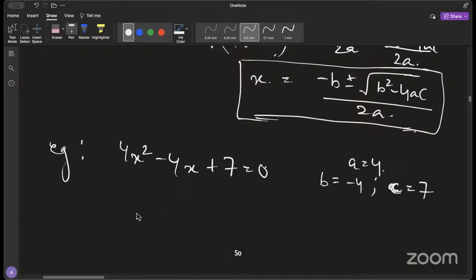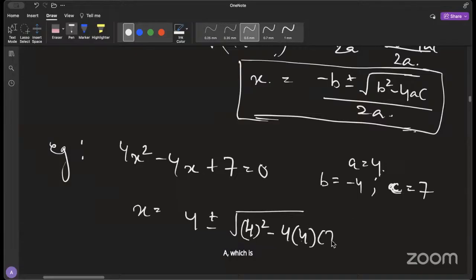If we substitute the values here, we will have x equals 4 plus minus square root of b square, that is 4 square, minus 4 times a, which is 4, and c is 7. And then here you will have 2 times 4. Right. This will be complex.